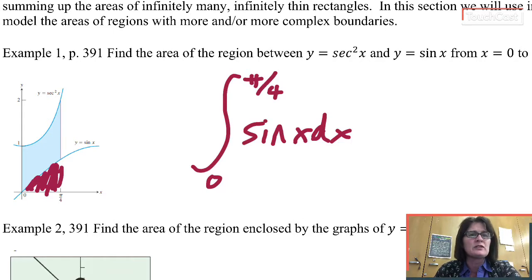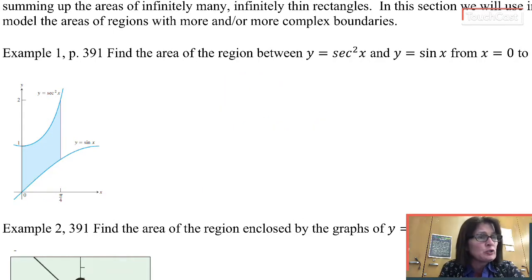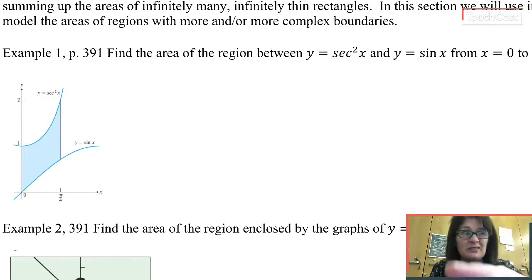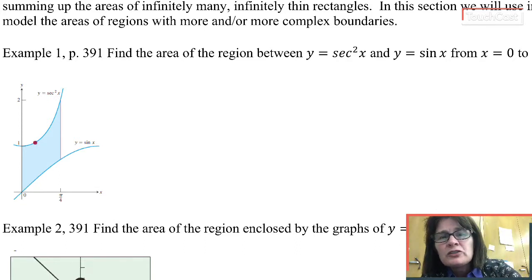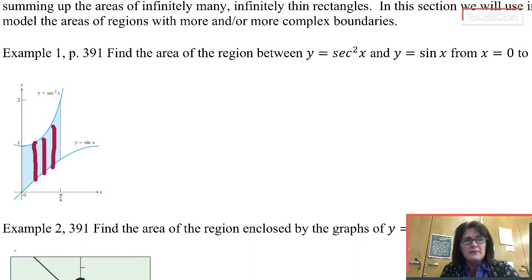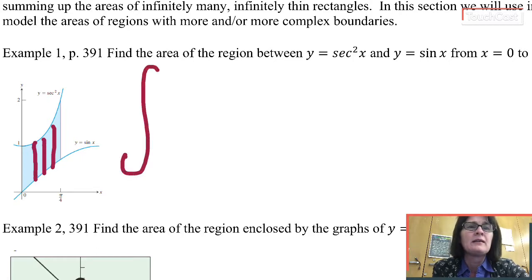Or I want to think about this using rectangles too. Imagine I'm going to draw in infinitely many, infinitely thin rectangles. I'm going to use vertically oriented rectangles because that's all we've used so far. Imagine drawing in these rectangles. They have that height that I'm drawing, and they have a width that's infinitely thin. If I tried to add up the areas of all those rectangles, watch what I would be doing. I'd be finding the integral from 0 to pi over 4.